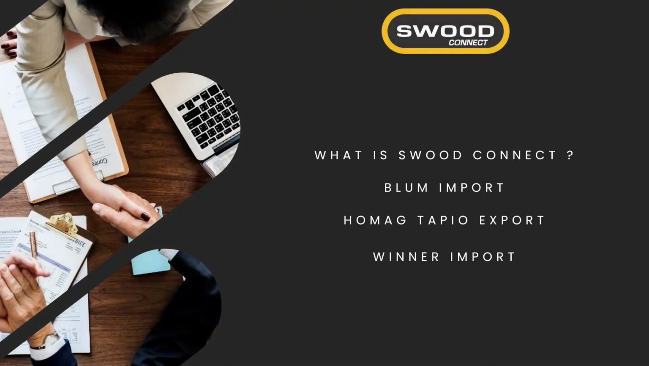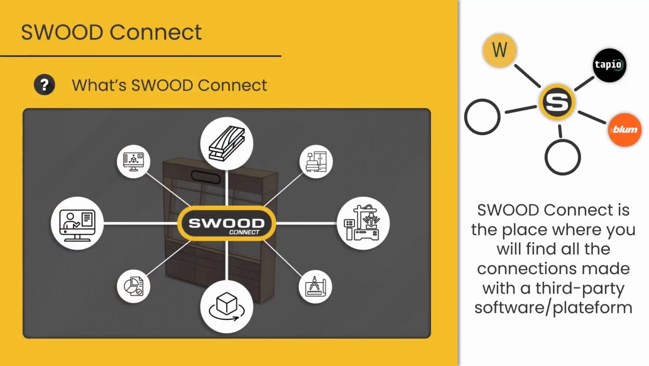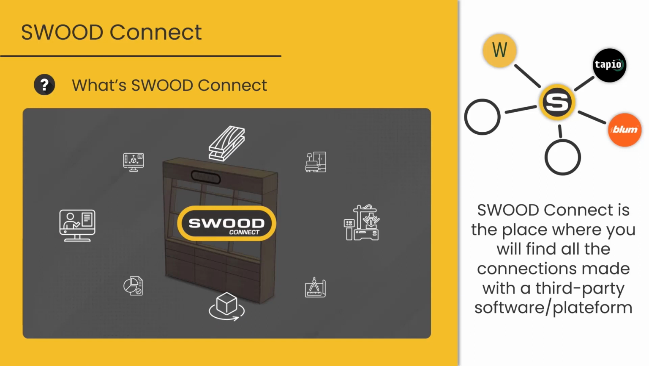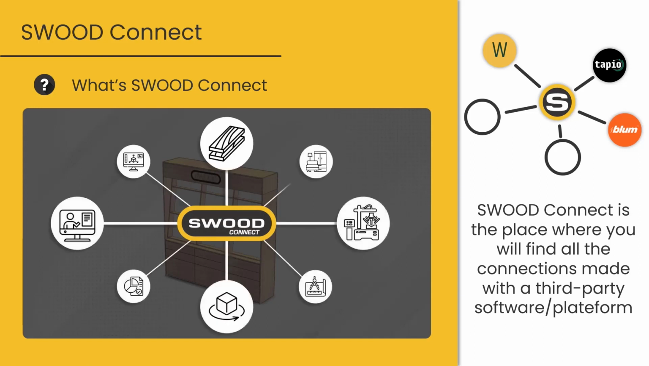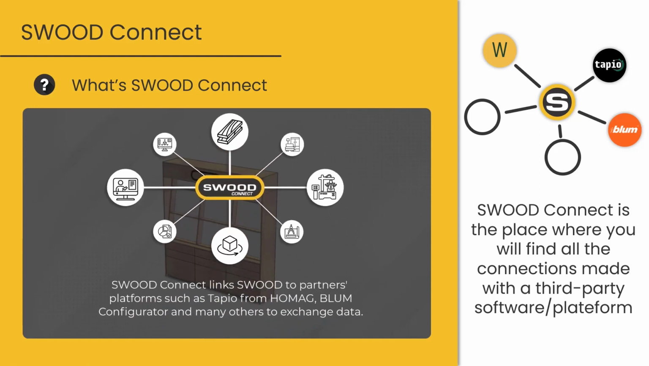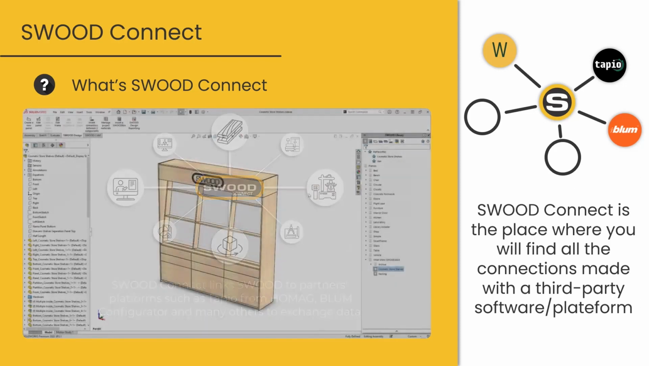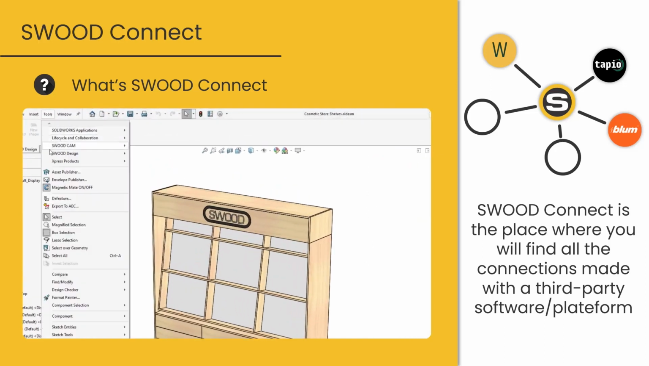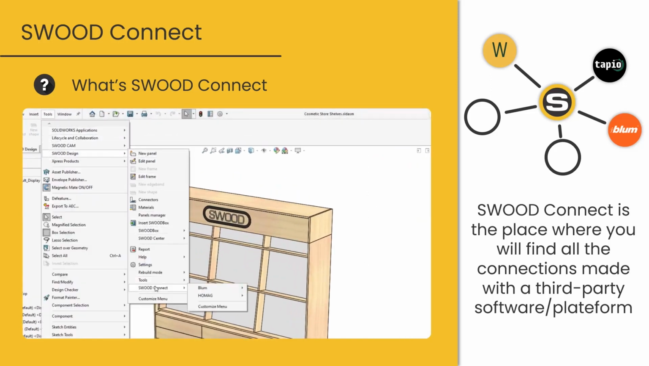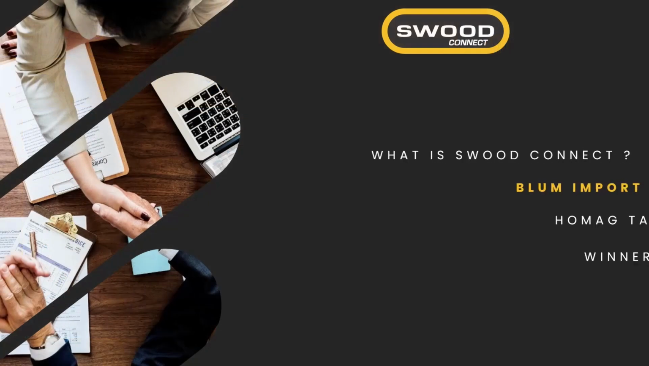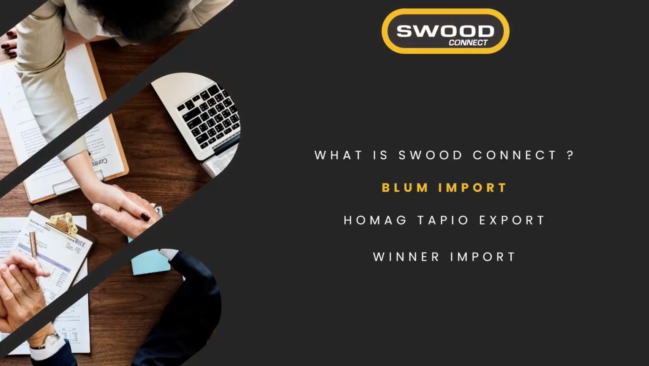Another additional tool that we developed is SWOOD Connect. So, what is SWOOD Connect and its features? SWOOD Connect is a tool that manages connection established with third-party software and platforms. Its primary objective is to facilitate the creation of links between woodworking software, SolidWorks, and the broader SWOOD ecosystem. We already developed modules to exchange data with the Bloom, OMAG, and Winner.